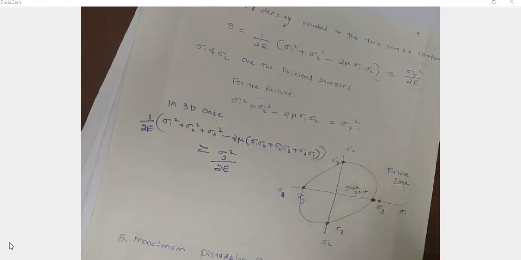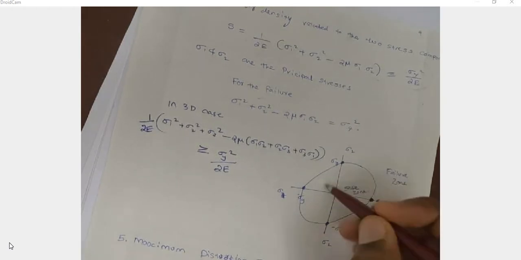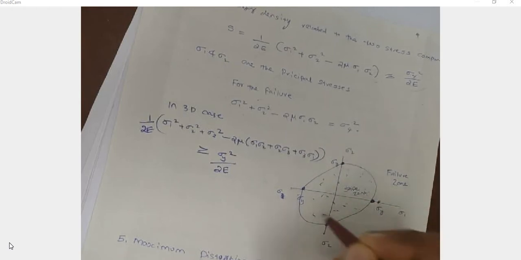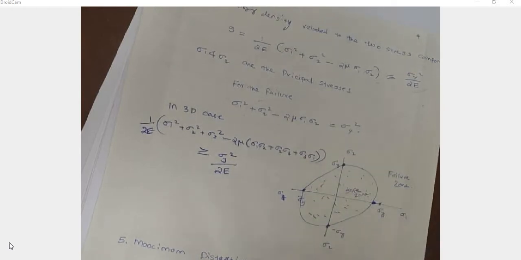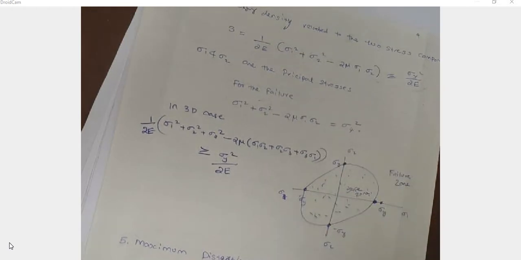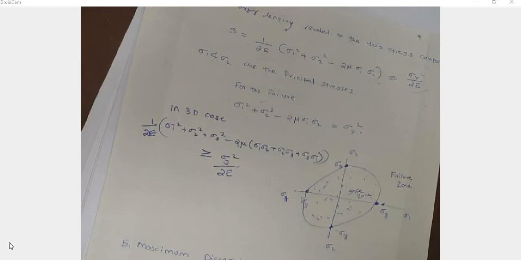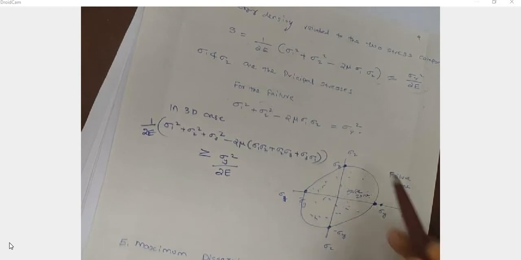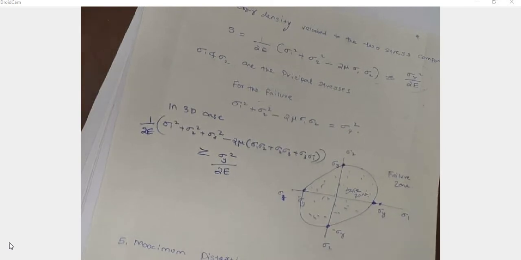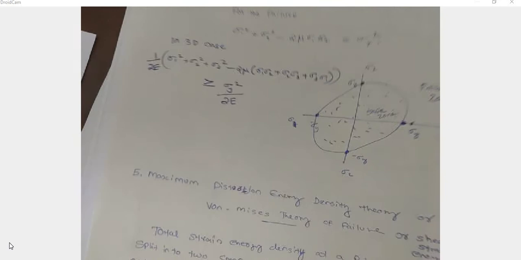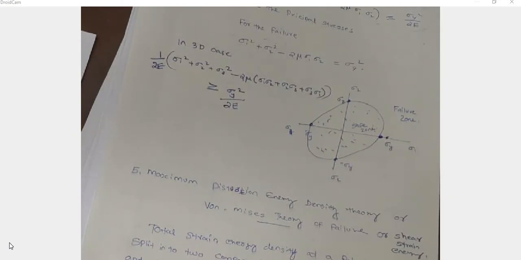And we can join these, this is the equation of an ellipse, so we can join using an elliptical shape. The inside region, for stresses sigma 1 and sigma 2 corresponding to the inside region, is a safer region. But outside the sigma 1 sigma 2 region, it is a failure zone. So that is the maximum strain energy theory.